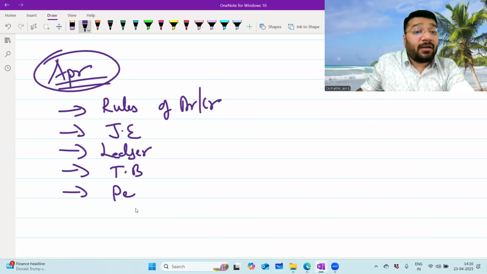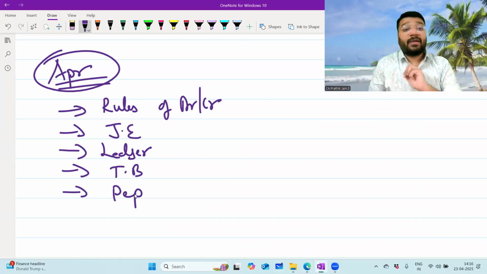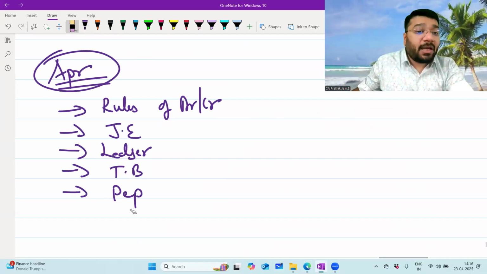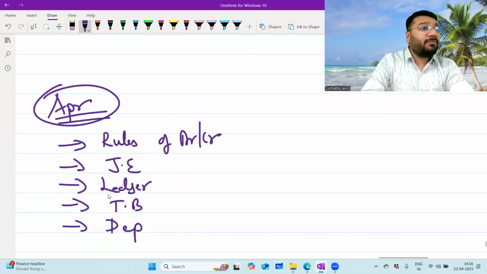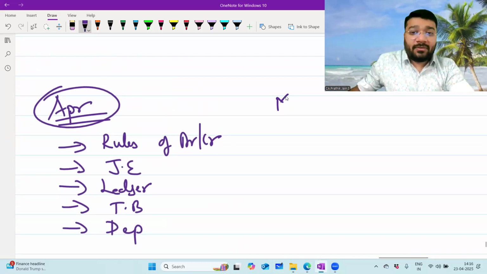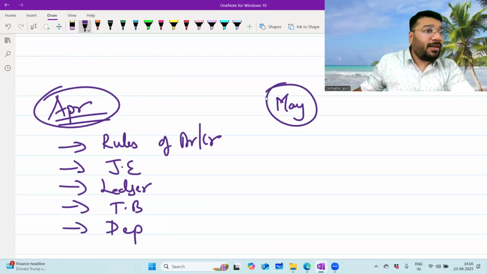Depreciation also, if you start, better it is. DP stands for depreciation. So April month target is depreciation. Possible? Not possible. Possible. Not possible? Possible. Neha, what happened? Nothing, no?